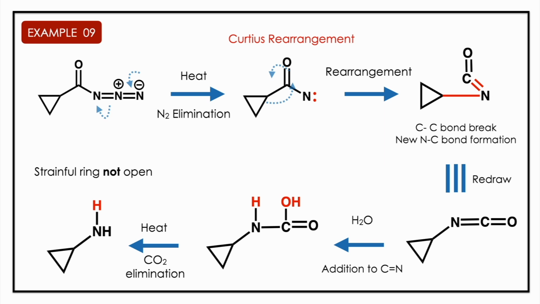Here the ring does not open because the mechanism is concerted. So the ring is not opened. The concept we outline here is that in Curtius rearrangement, strained rings do not open, unlike in Wagner–Meerwein rearrangements.